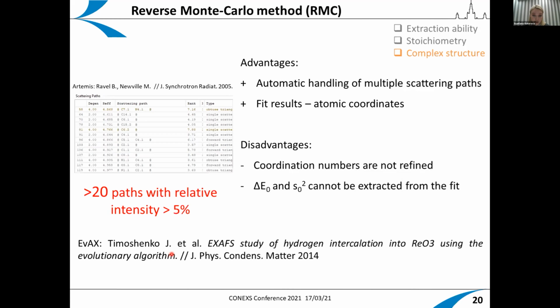Unfortunately, there are some disadvantages. Coordination numbers are not refined during the fitting procedure. However, in our case, we expect coordination numbers to correspond to crystal data and be fixed. Another problem is that non-structural parameters such as energy shift and amplitude reduction factor cannot be extracted from the fit.